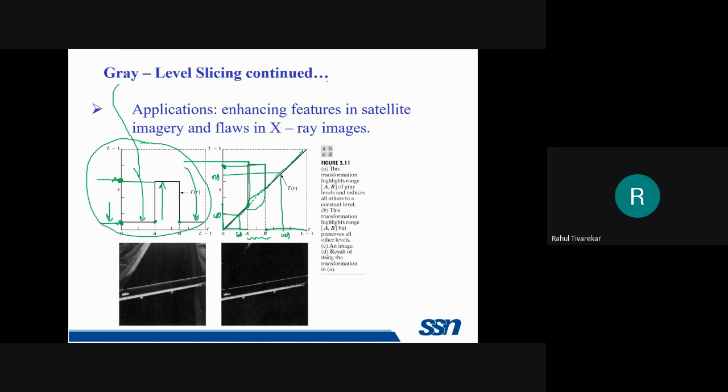And in the other case, you see that the data of interest is highlighted as well as the background is kept untouched. Background is not altered. Background is not attenuated. Background is kept as it is. So this kind of transformation is called gray level slicing with background. So the background is maintained, and at the same time, the data of interest is highlighted.